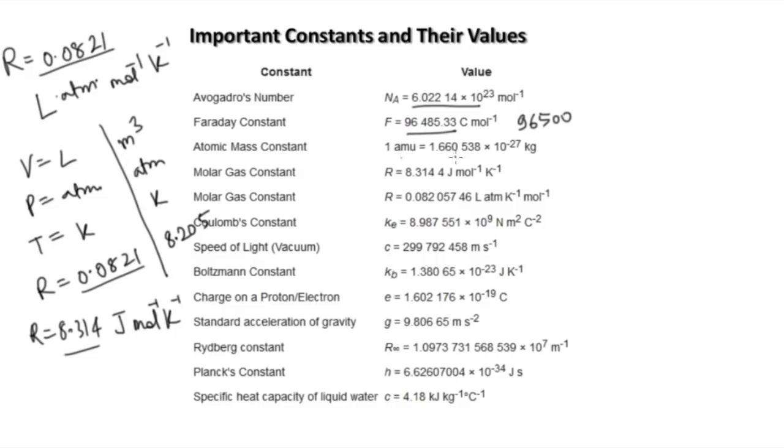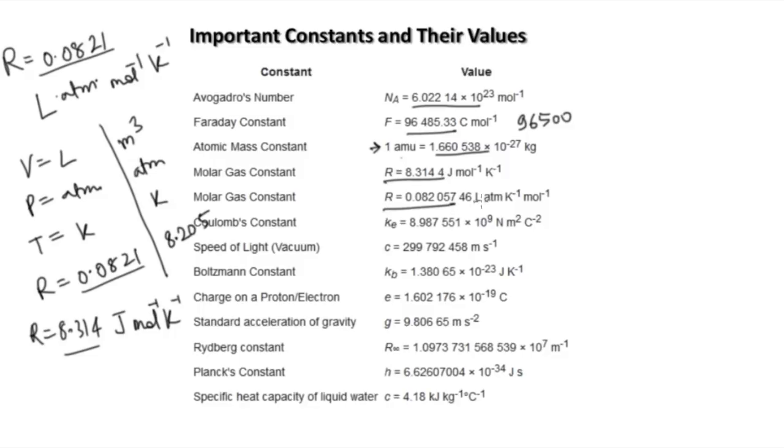Atomic mass constant, that is, 1 AMU is equal to this much kg. This will be used sometimes when you have to convert; in many numericals you will see that you have to convert AMU into kg. In CSIR June 2018, one question was asked where you had to convert mass, and only then could you do that question. That question was from surface chemistry. Next is the molar gas constant.